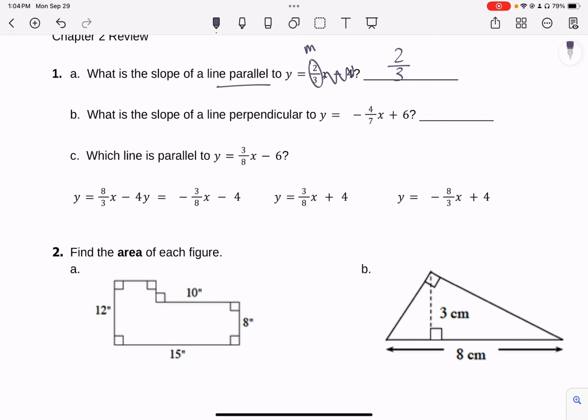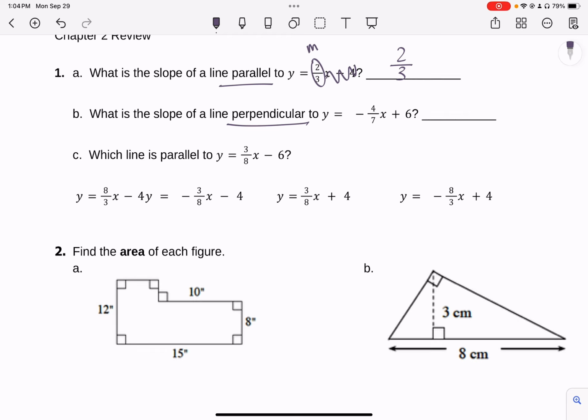Part B, it says, what is the slope of the line perpendicular to y equals -4/7x plus 6? So when it's perpendicular, you have to have opposite reciprocal slopes. And what that means is you need to flip and change the sign of the slope. And again, you're not going to look at the intercept for this. So we're going to flip it. So that'll be 7/4. And since it's already negative here, we're going to make it positive 7/4. And I'm not going to put a plus sign there. We're just going to leave it as it is.